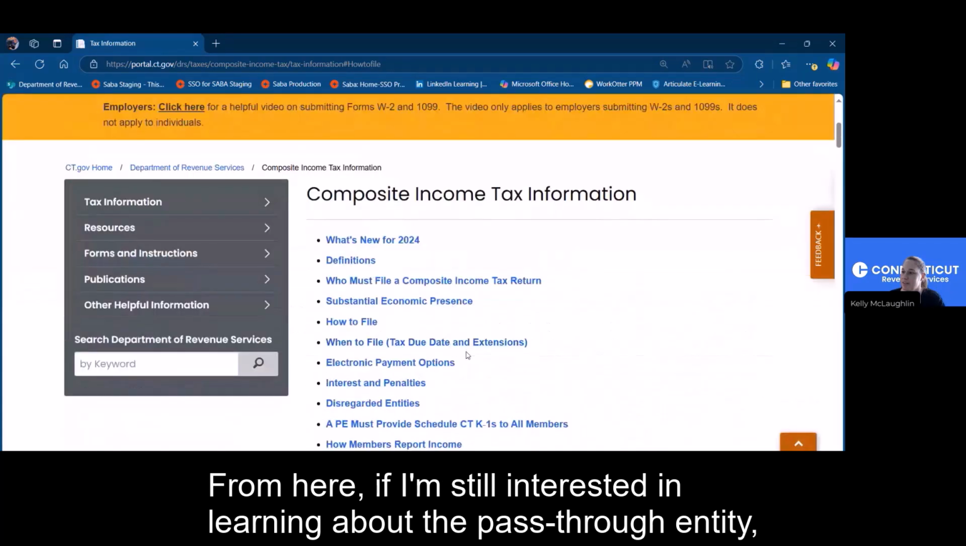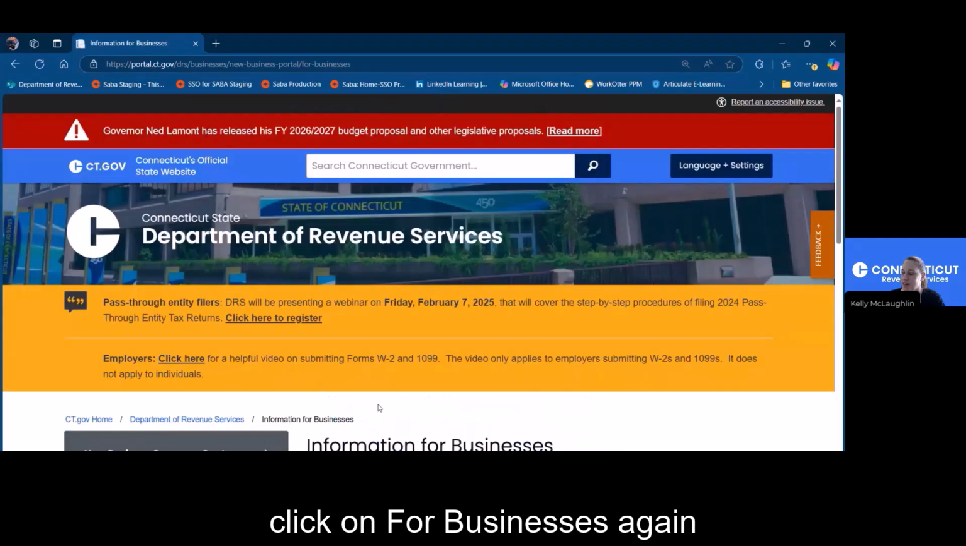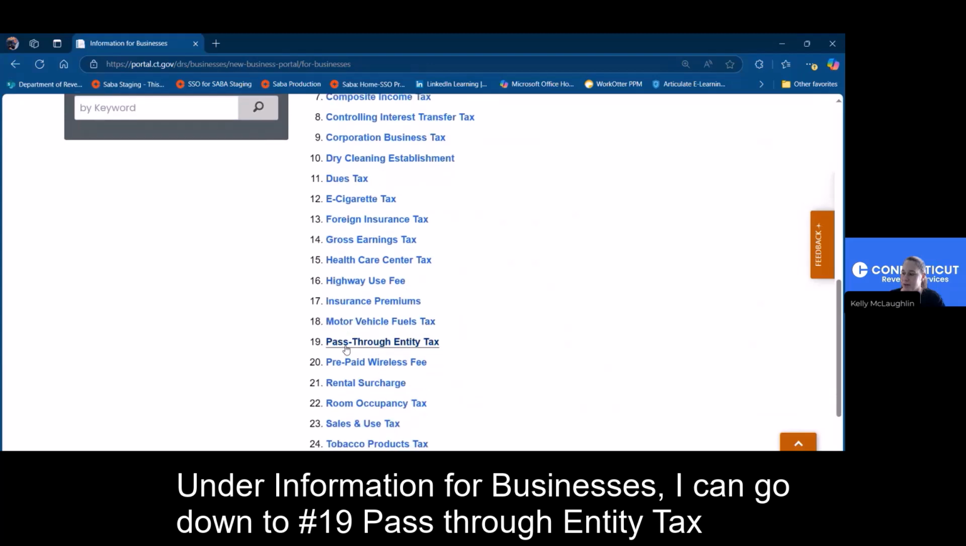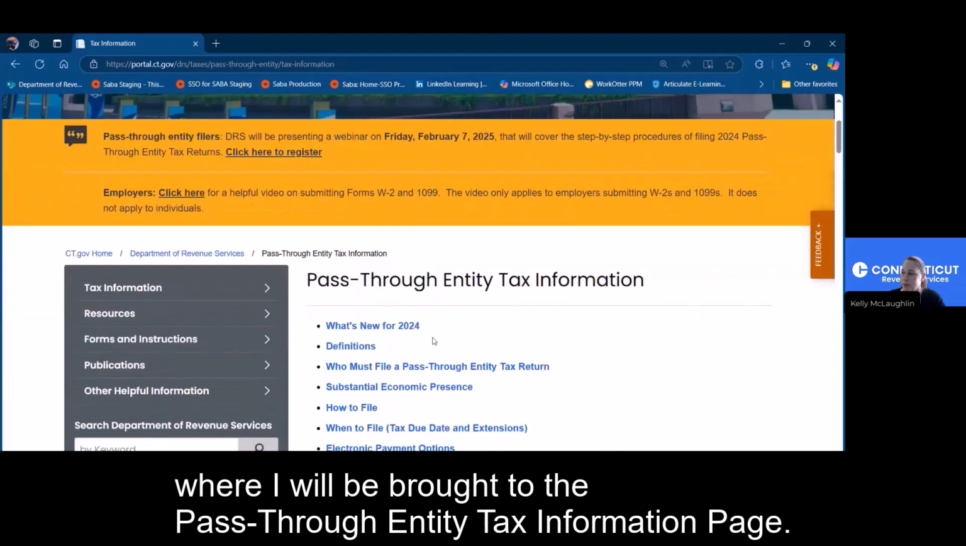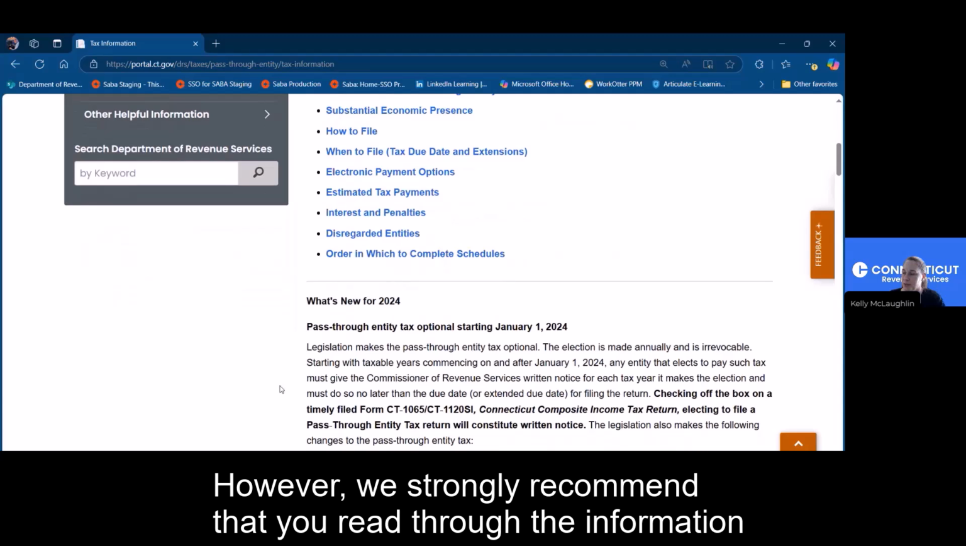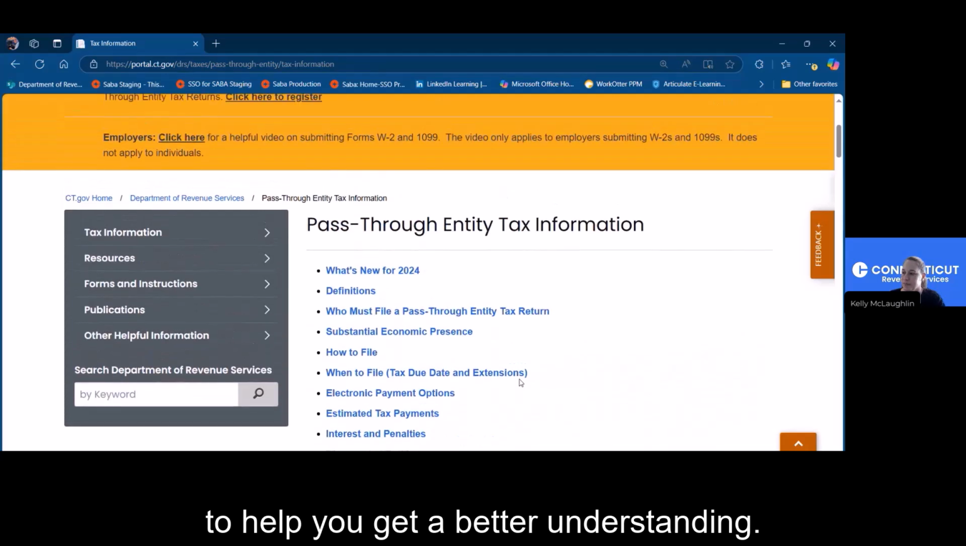From here, if I'm still interested in learning about the pass-through entity, I can go back to my home, click on For Businesses again. Under Information for Businesses, I can go down to number 19, Pass-through Entity Tax, where I'll be brought to the Pass-through Entity Tax information page. Again, this table of contents can directly link you down to your topic of interest. However, we strongly recommend that you read through the information to help you get a better understanding.